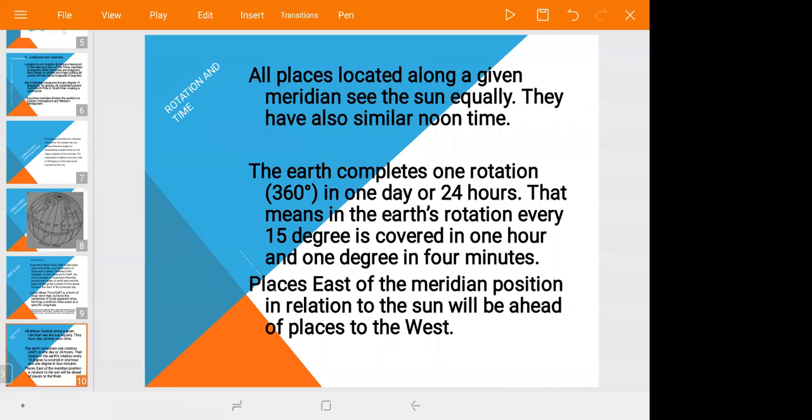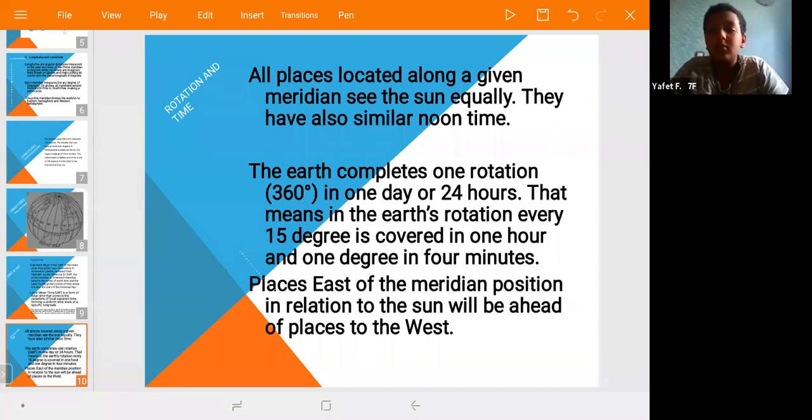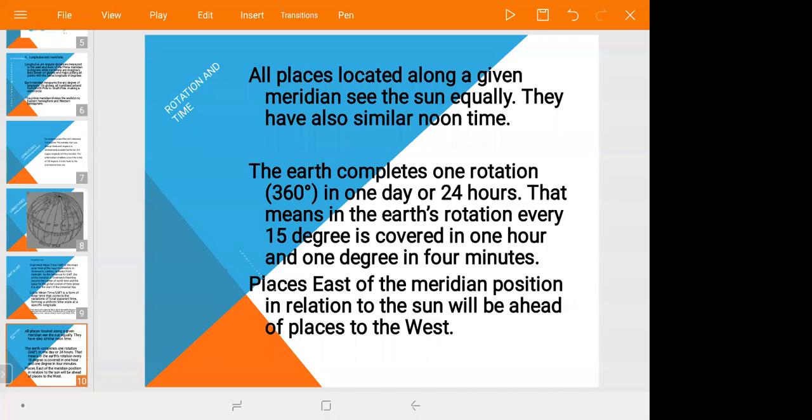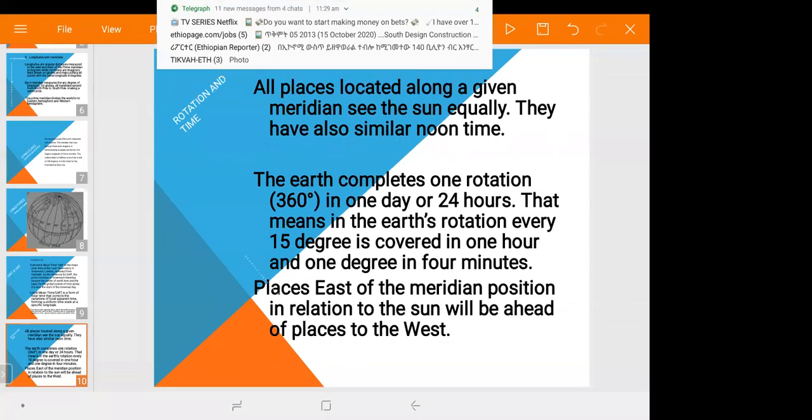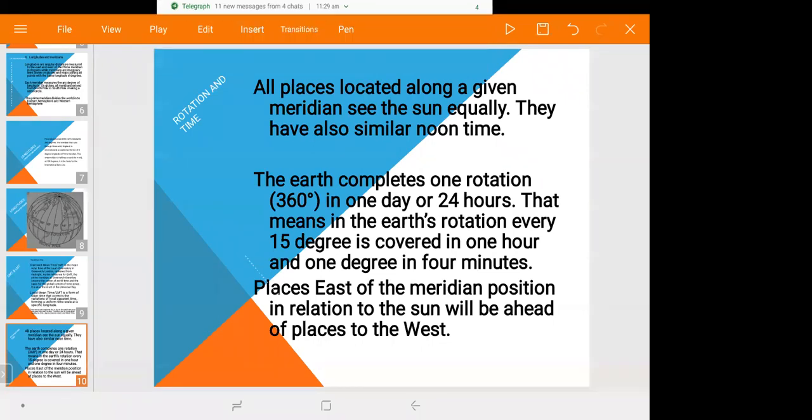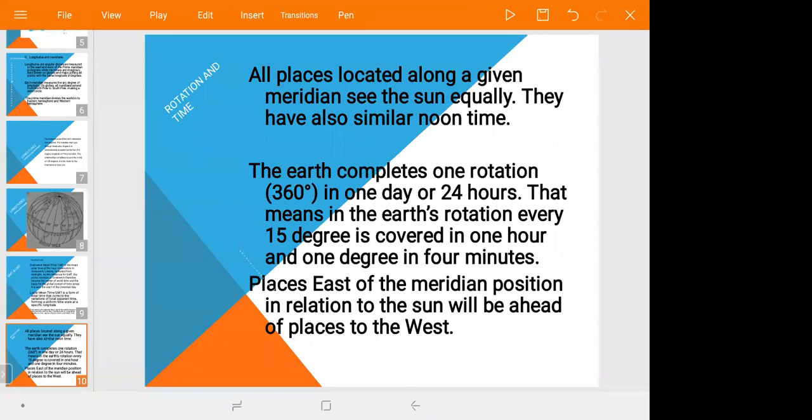The Earth rotates on its own axis. The Earth has a 360-degree longitude. Then this rotation takes 24 hours. That means if 360 degrees of the Earth is covered in 24 hours or 1 day, then how about 1 degree, and how about 15 degrees? If 360 is covered in 24 hours, then 1 degree will be covered in how many minutes or hours?